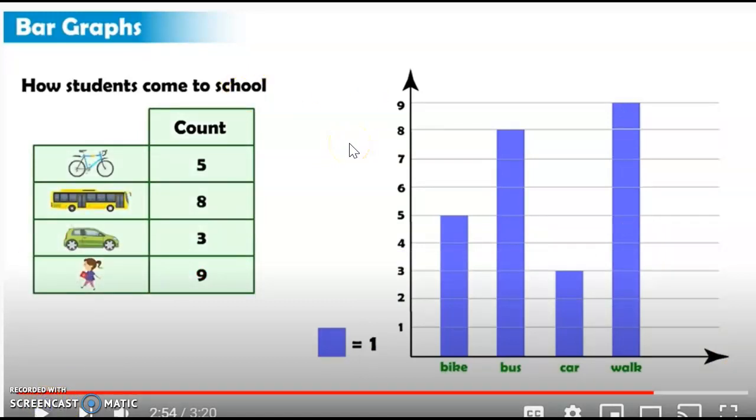You need to write down here underneath that big bus car walk how students come to school. That's labelling. And up here you need to write number of students.